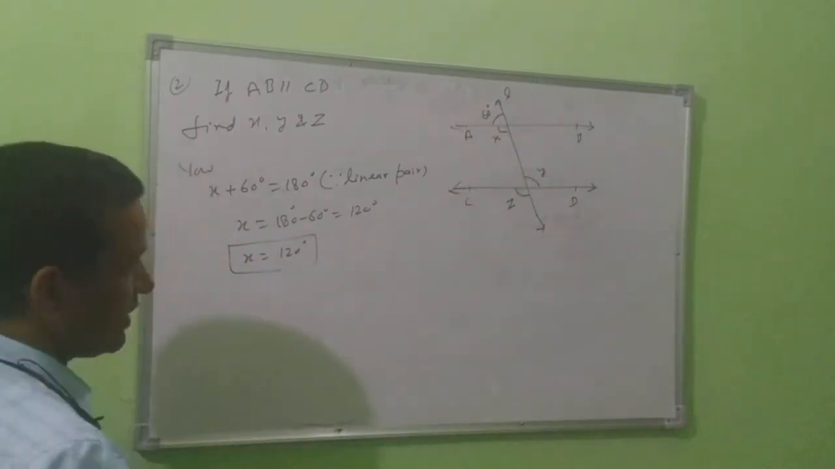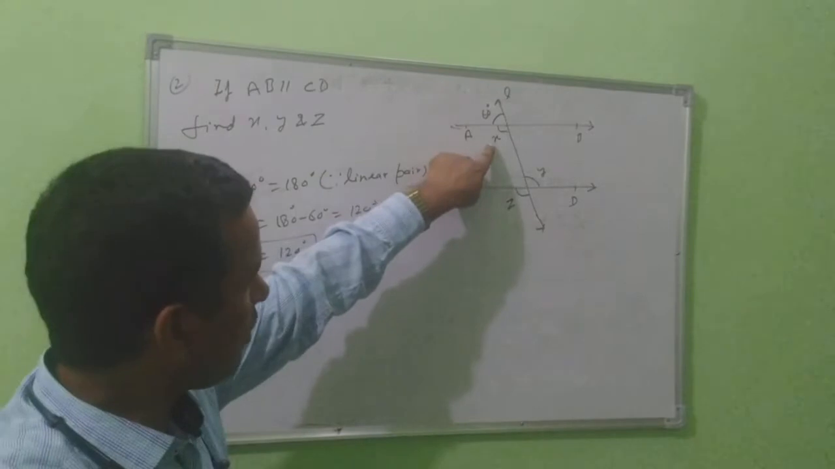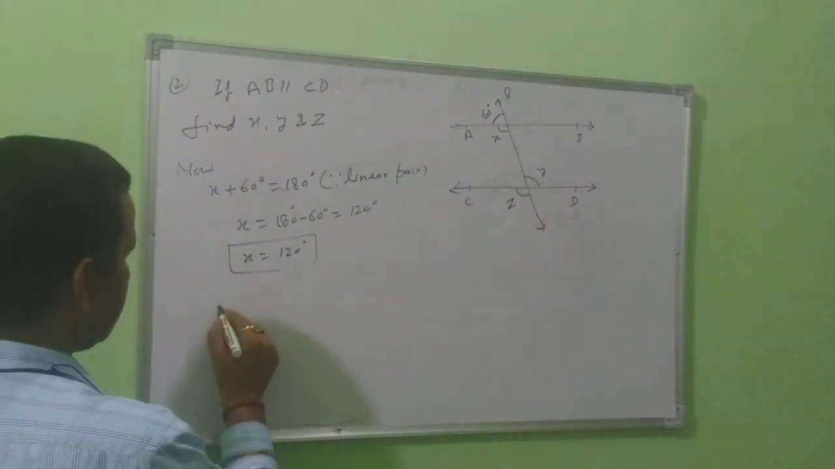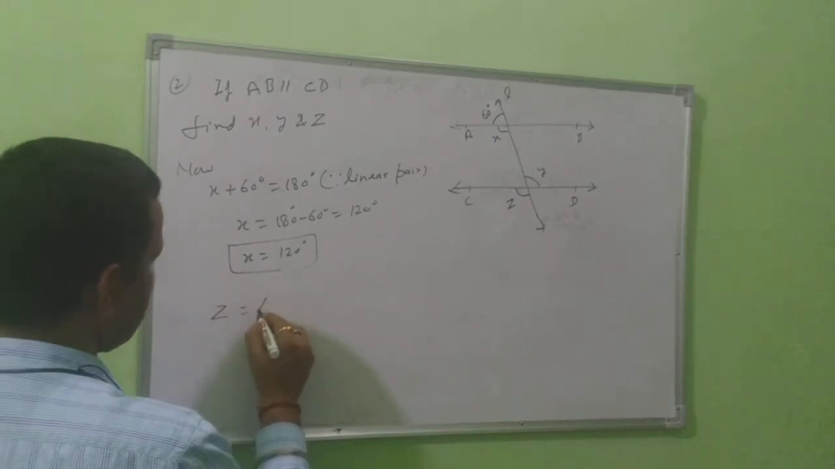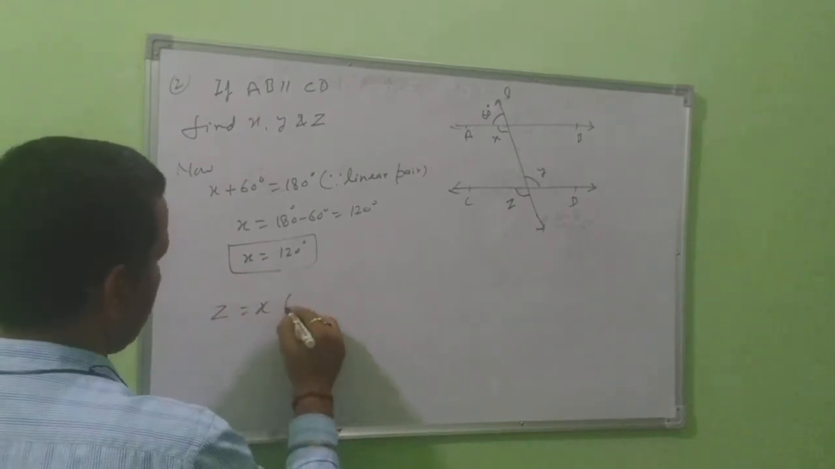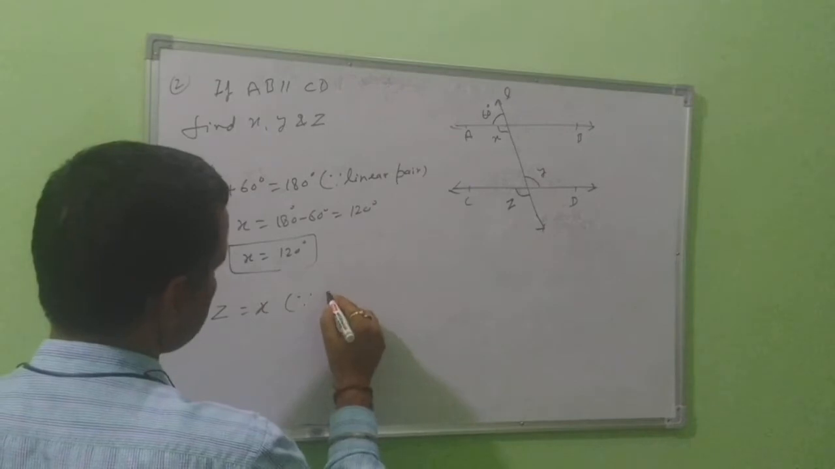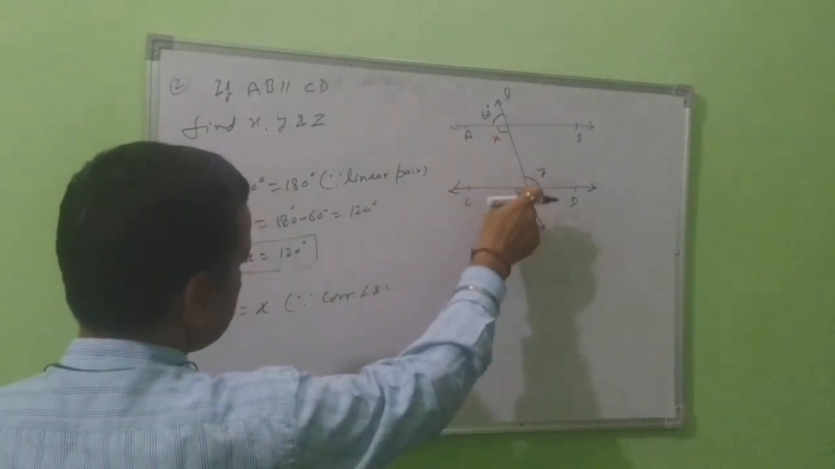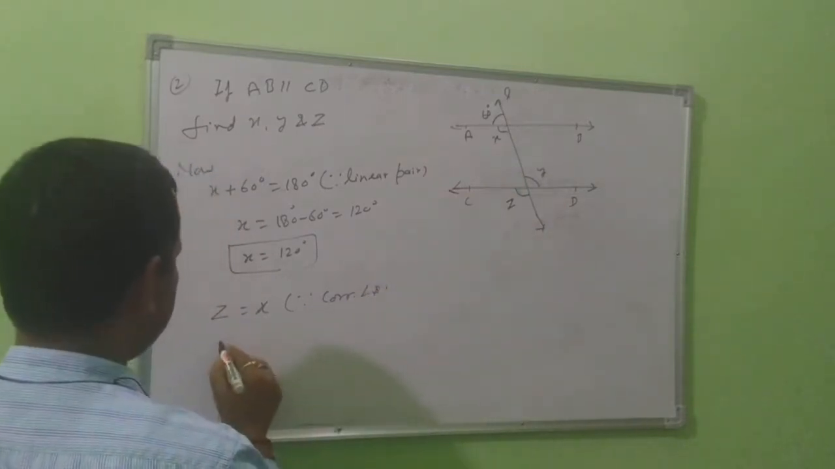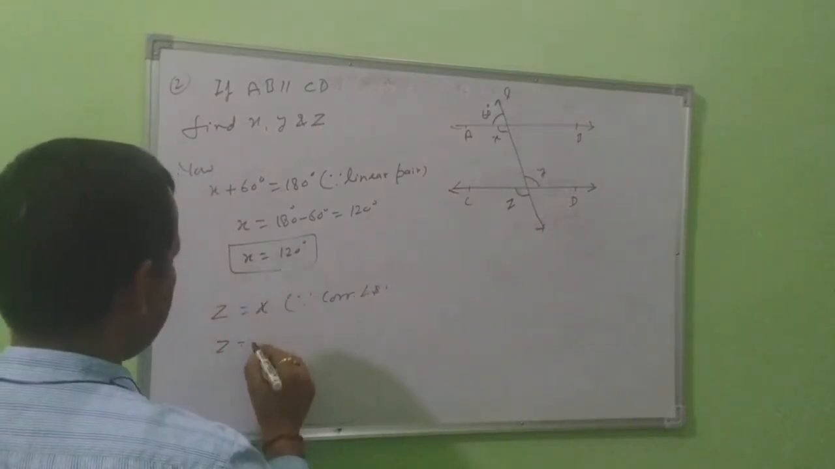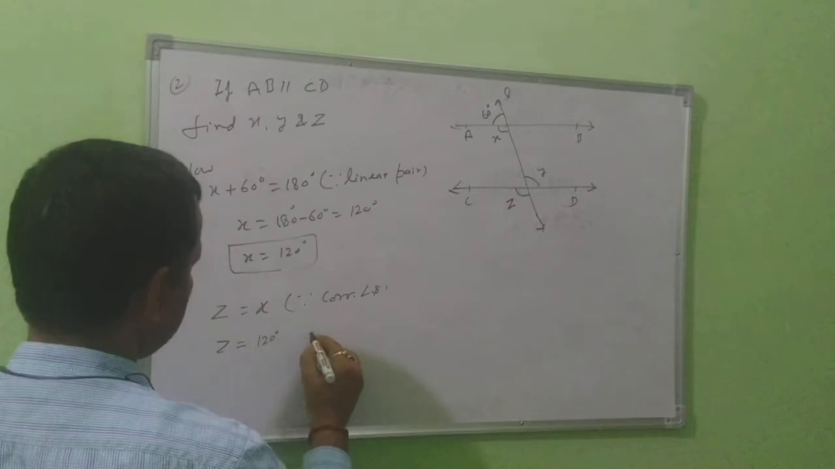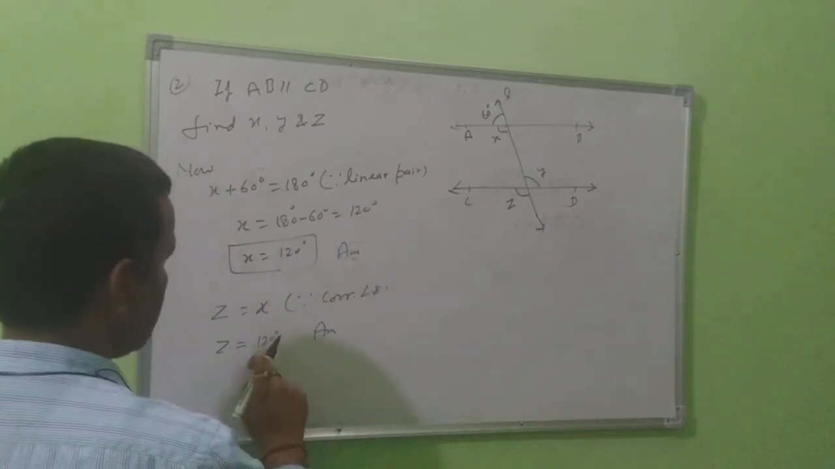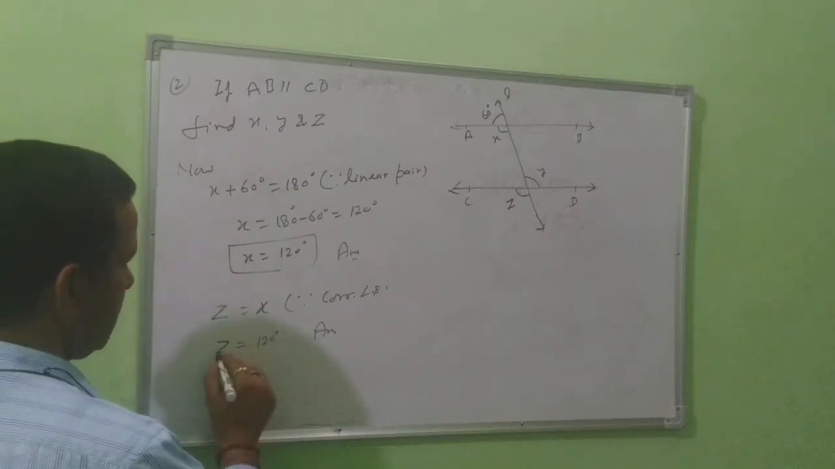After that, what is the relation of x and z? Now look here. Angle z equals x, because it is the corresponding angle. This angle is the corresponding angle. z equals what value of x? 120 degrees. This is your second answer. First answer is the value of x, next answer is the value of z.